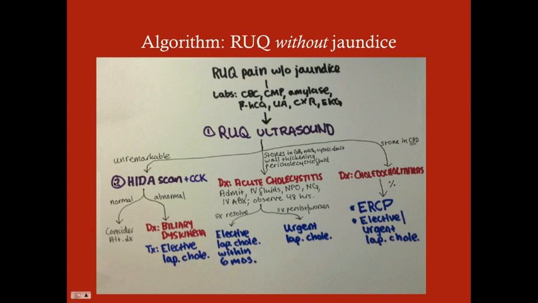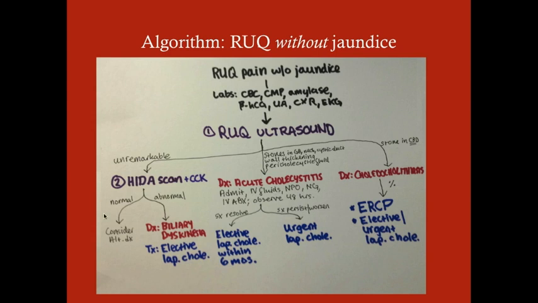And what we're going to check for is a HIDA scan with cholecystokinin, because if there's no stones in the gallbladder, we don't have acute cholecystitis, we don't have choledocholithiasis, we don't have anything. The only thing it can be is biliary dyskinesia. So we get this HIDA scan, which remember checks how the gallbladder is working.